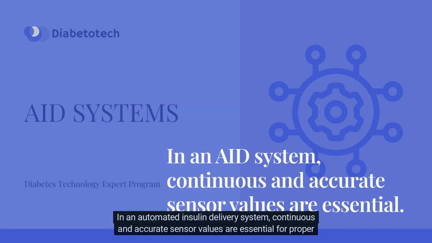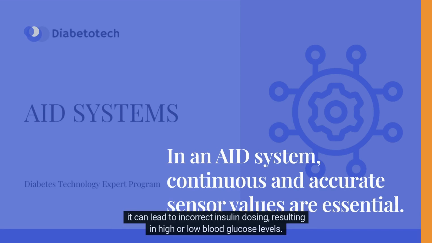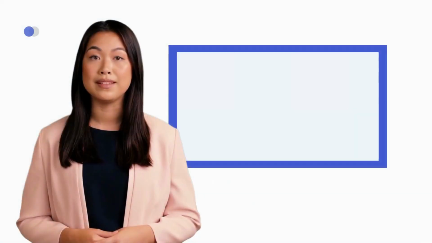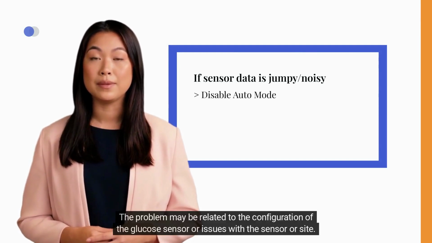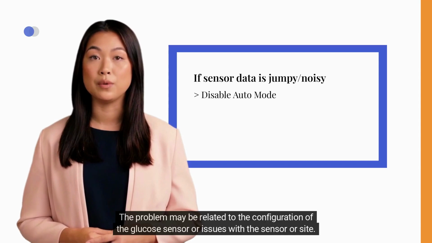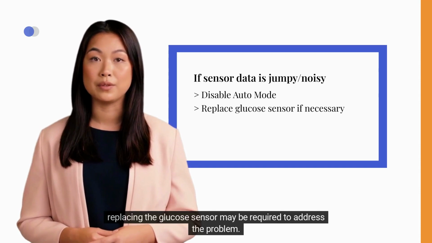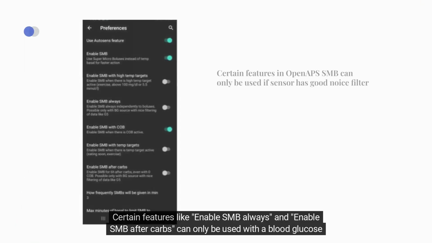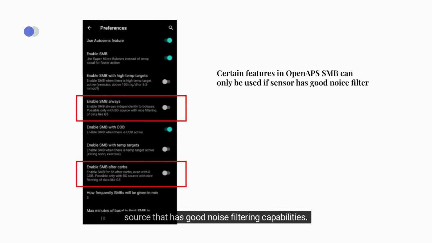In an automated insulin delivery system, continuous and accurate sensor values are essential for proper insulin dosing. If your sensor glycemia is jumpy or noisy, it can lead to incorrect insulin dosing, resulting in high or low blood glucose levels. In such cases, it is important to disable the auto mode until the issue is resolved. The problem may be related to the configuration of the glucose sensor or issues with the sensor or site. If necessary, replacing the glucose sensor may be required to address the problem. Certain features like Enable SMB Always and Enable SMB After Carbs can only be used with a blood glucose source that has good noise filtering capabilities.